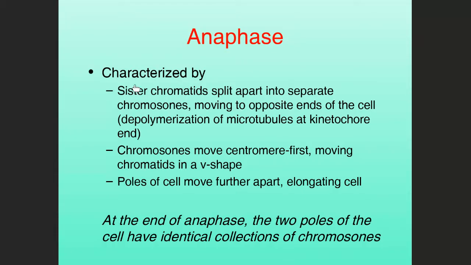In anaphase, you see it is characterized by the sister chromatids splitting apart into separate chromosomes moving to opposite ends of the cell. Depolymerization of the microtubules at the kinetochore takes place. The chromosomes move centromere first, moving the chromatids in a V shape. Then the poles of the cell move further apart, elongating the cell. At the end of anaphase, the two poles of the cell have identical collections of chromosomes.